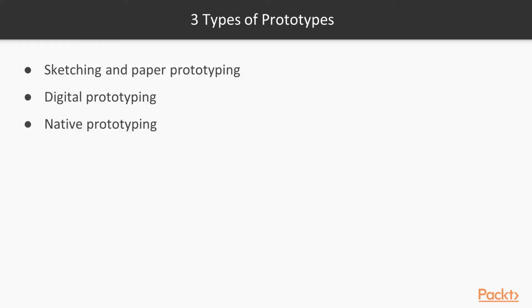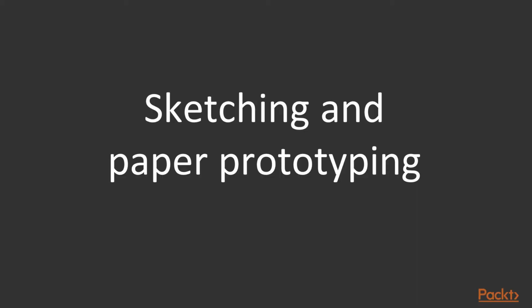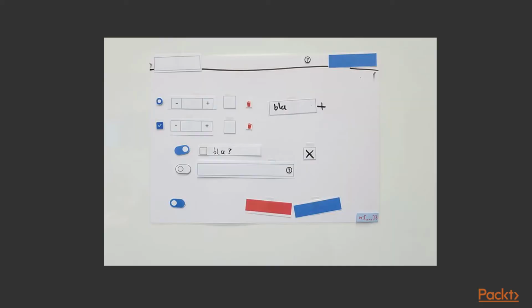So there are 3 types of prototyping: sketching and paper prototyping, digital prototyping, and native prototyping. Sketching and paper prototyping is a printed or a hand-drawn representation of the interface of the product. In this variant, you show someone who represents the user or is a potential user the interface, and you act as the product or the system. You show the subject what would have happened in the system if it was live according to his behavior. This method is fast to execute and inexpensive to create.